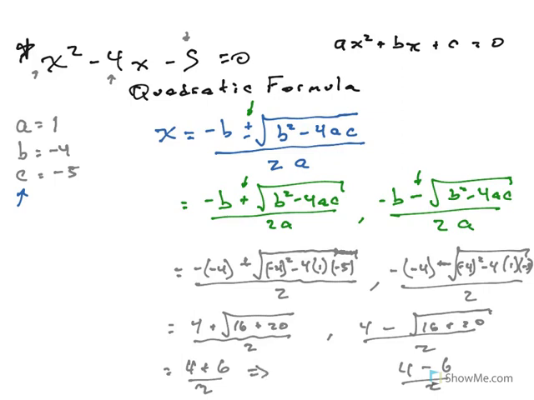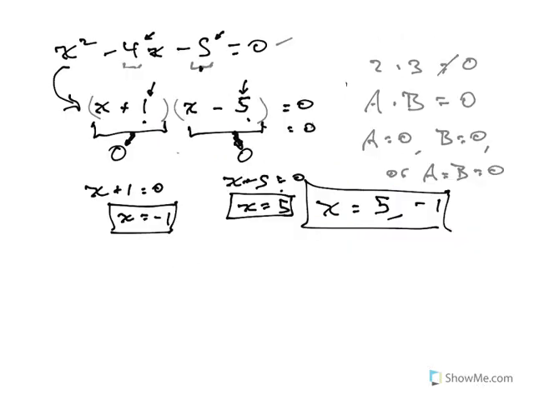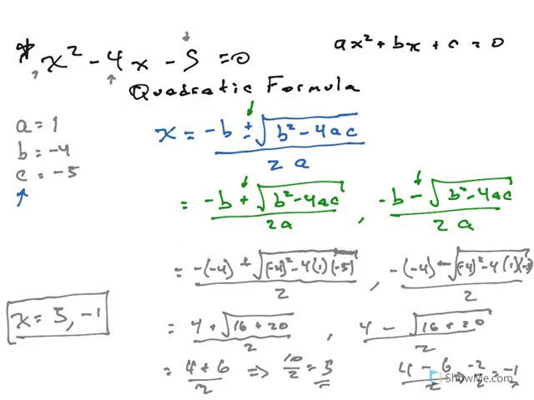All right, well, 4 plus 6 is 10 over 2, which is 5. So there's one answer. 4 minus 6 is negative 2 over 2, which is minus 1. There's our second answer. So this tells us x is either plus 5 or negative 1. And if you remember from before, that's what we got over here when we factored. So same answers. So that's our quadratic formula method.